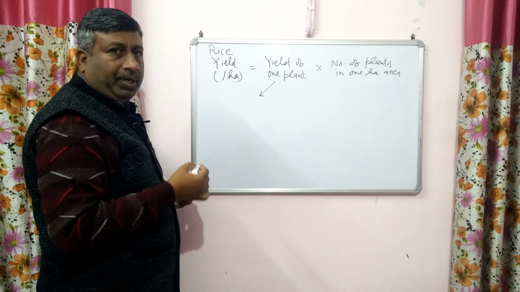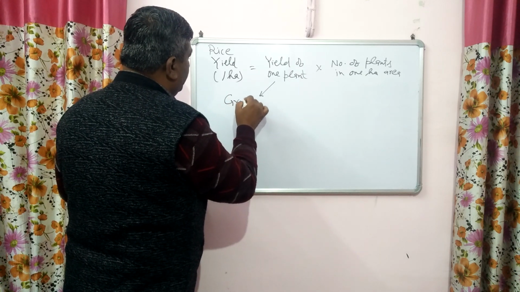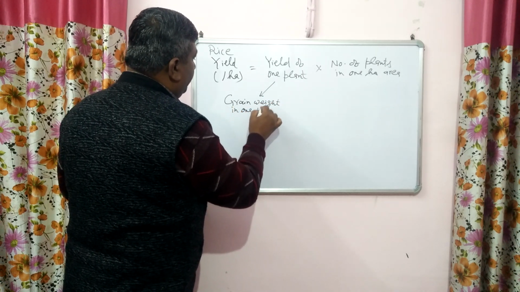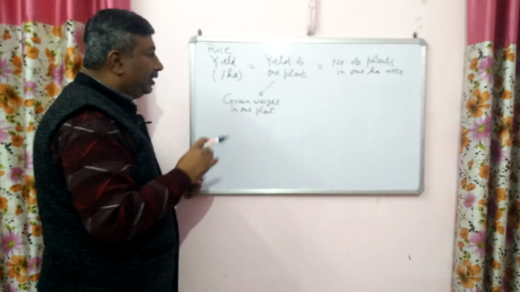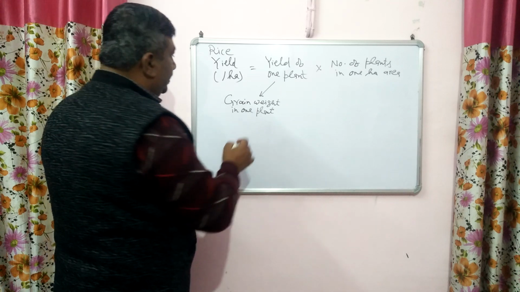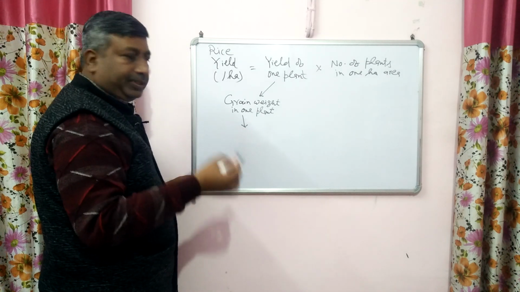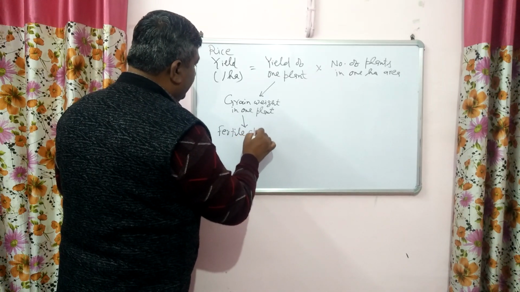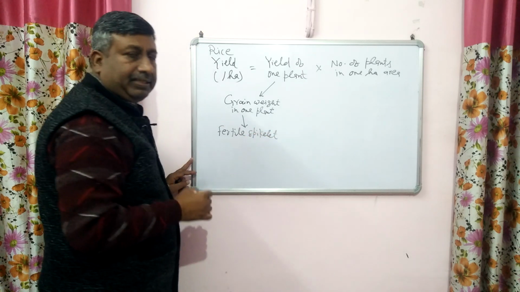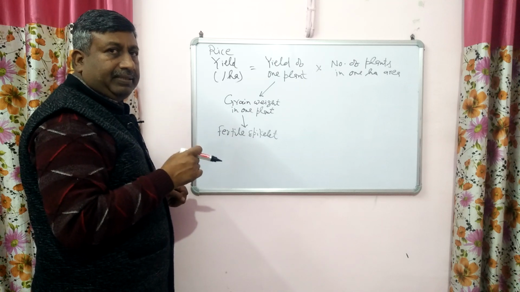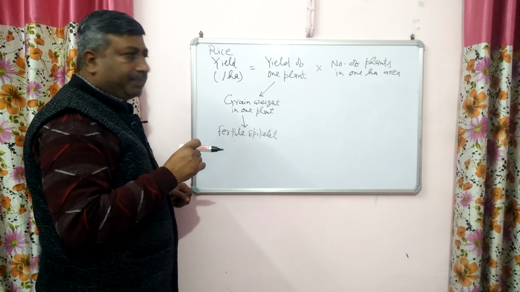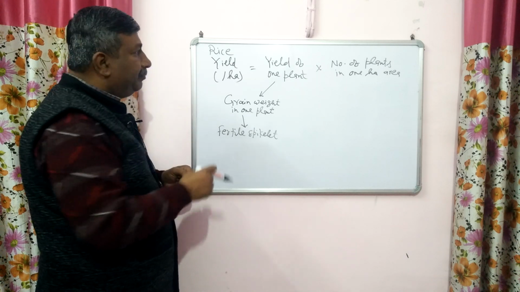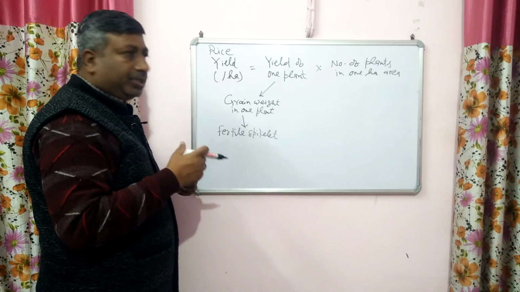So the yield of one plant here is the grain weight in one plant, that is, how much grain weight is in one plant. First determine the grain weight in one plant, and the grain weight comes from the fertile spikelet. Actually there is a rachis and there are spikelets, and in the spikelet there is yield formation. So the number of fertile spikelets is equal to the number of grains. Grain formation happens inside the fertile spikelet, so in the case of rice, as many fertile spikelets as there are, that many grains there will be.